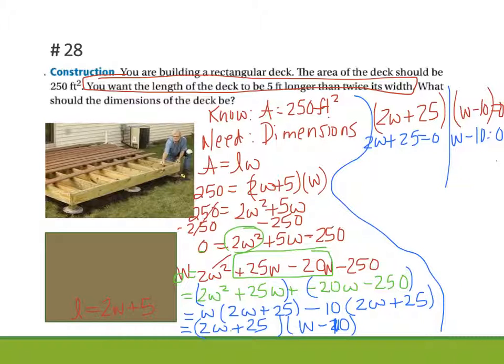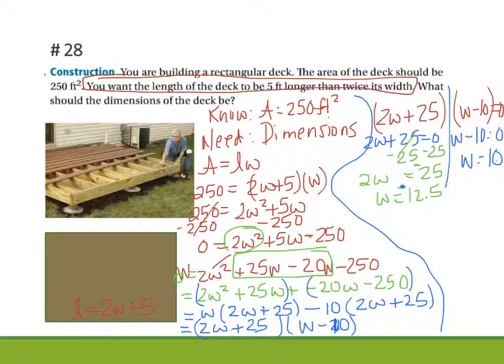So to solve the first equation, I subtract 25 from both sides and divide by 2. 25 divided by 2 is 12.5. And that should be a negative because the 25 should have been negative, so that's a negative. Make sure you can see that negative because you can hardly see it. Then for my other one, W is going to equal 10.